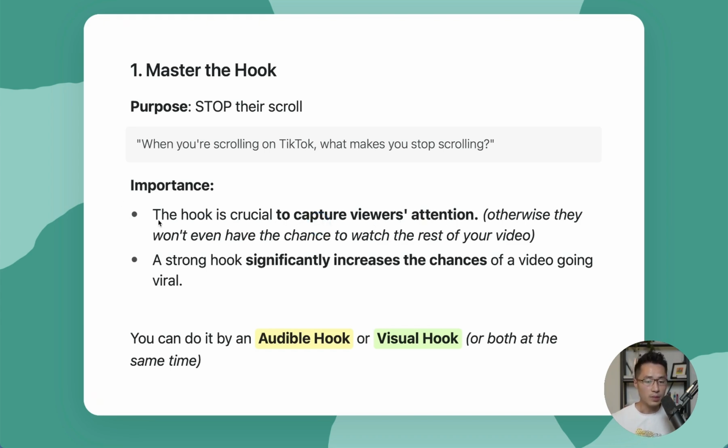This is the most important part of your video, because if you are not able to capture viewers' attention, they won't even have the chance to watch the rest of your video. So a strong hook significantly increases the chances of a video going viral. And you could do it with 2 types of hooks, either an audible hook or a visual hook, or both at the same time.